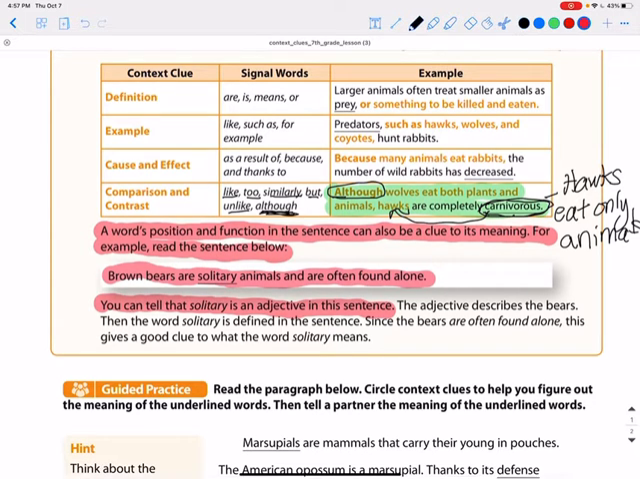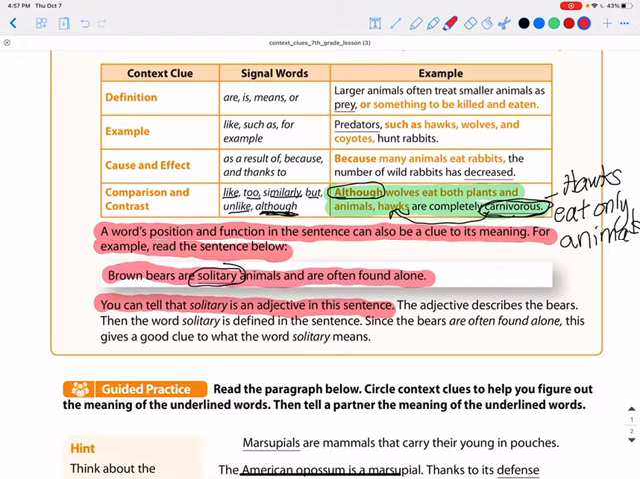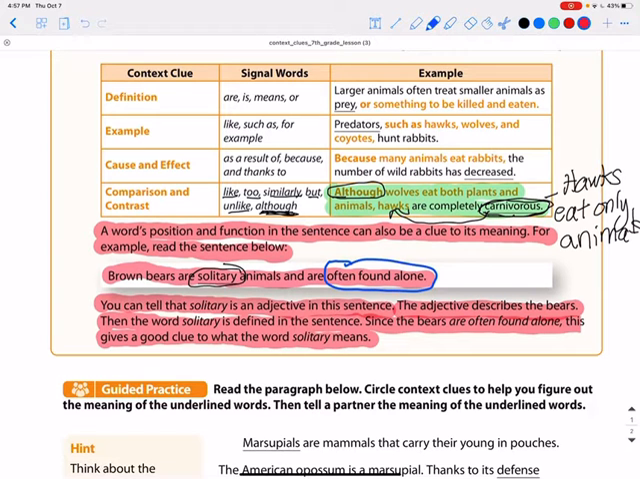Let's circle solitary. The adjective describes the bears. Then the word solitary is defined in the sentence. Since the bears are often found alone, this gives a good clue to what solitary means. So solitary means, because it gave us the clue, are often found alone. So solitary means alone.